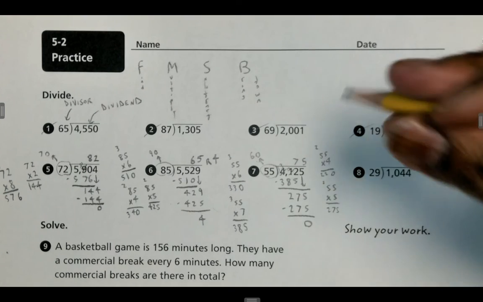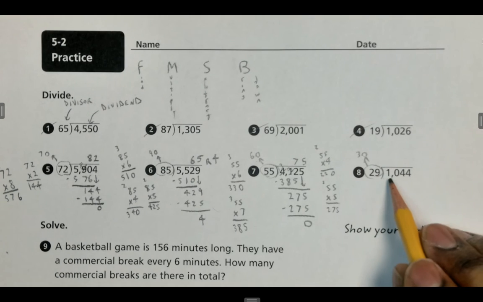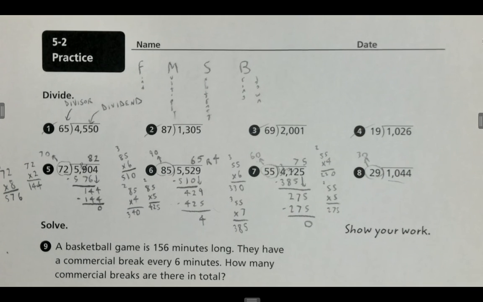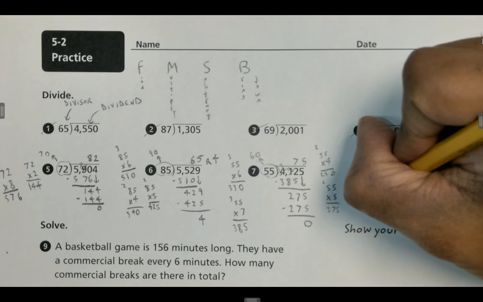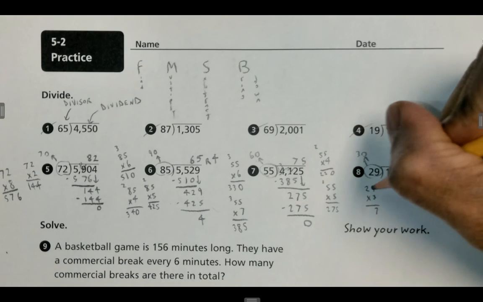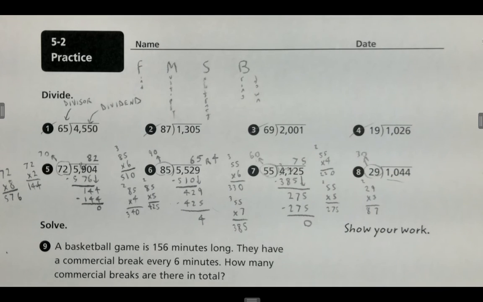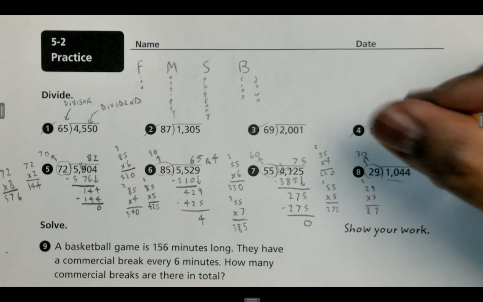Number 8, let's round 29 up to 30 to get in the ballpark here. How many times does 30 go into 104? About 3 times, I believe, is worth testing out. 29 times 3 is our side calculation. 3 times 9 is 27. Carry the 2. 3 times 2 is 6 plus a 2 is 8. And that'll work.